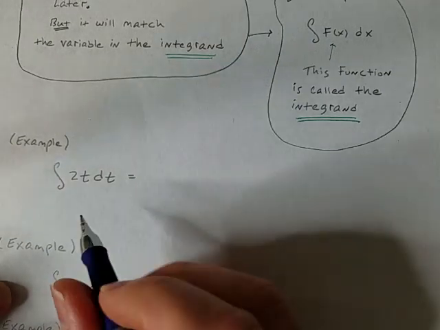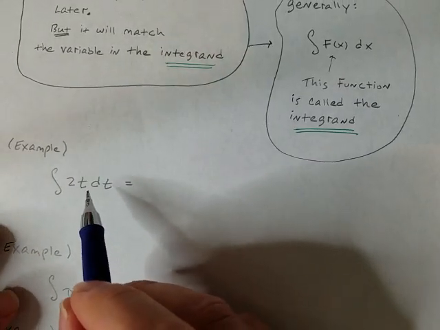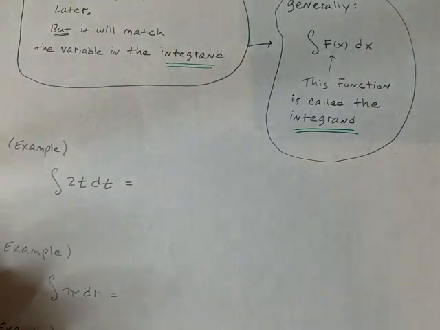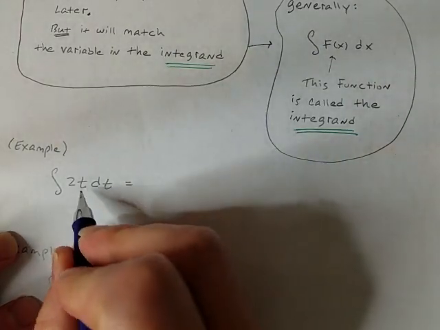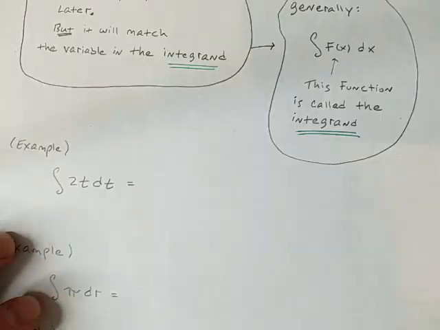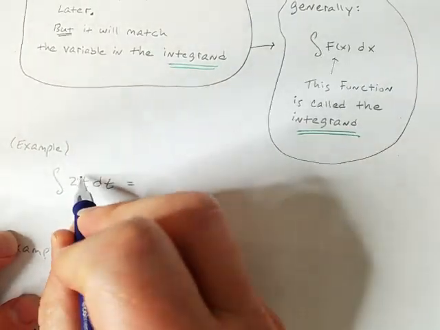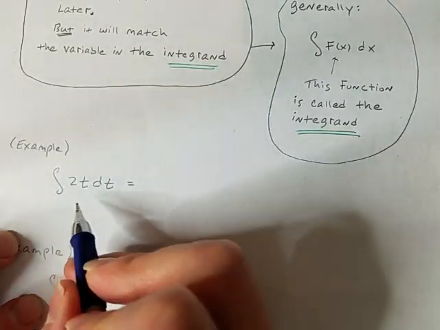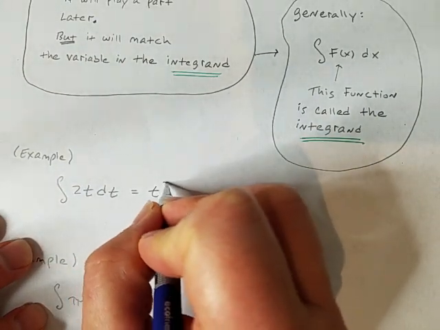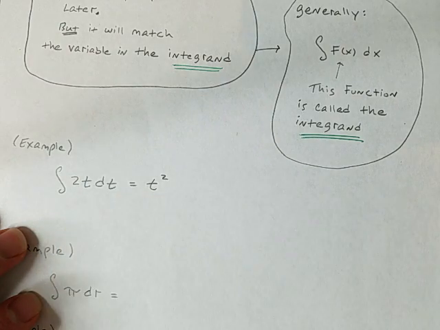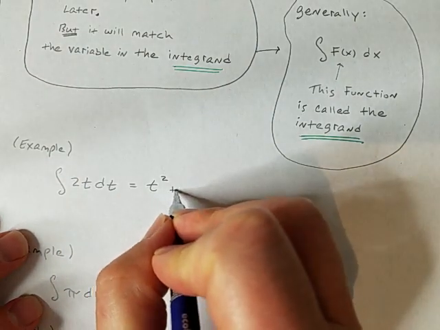So what about this one? What's the indefinite integral of 2t? Is there something you could take the derivative of and you get 2t? Notice I put 2t dt. That differential right there needs to match the variable in this function. That's a function, 2t. Well, that would be t squared. Is the derivative of t squared 2t? It is. So t squared plus c.